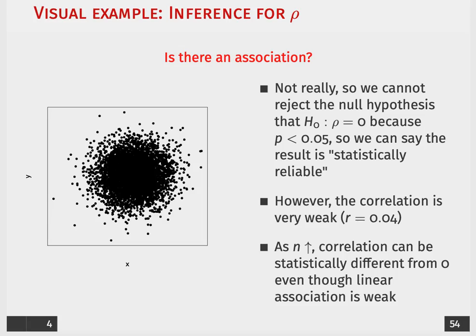As a general rule, though, as the number of observations increases, the correlation can be statistically different from zero, even though the linear association is weak. And again, that's just a function of what's going to be in our denominator, right? We will always have more precise estimates when we have larger numbers of observations in our sample. That doesn't necessarily mean, though, that the relationship will be stronger. Just our precision around the estimate will be.